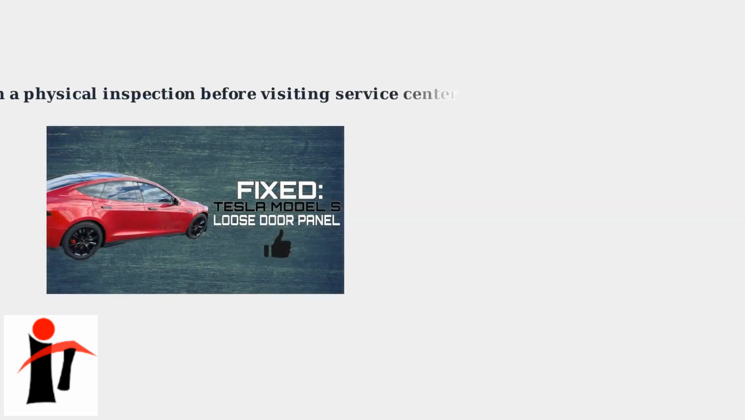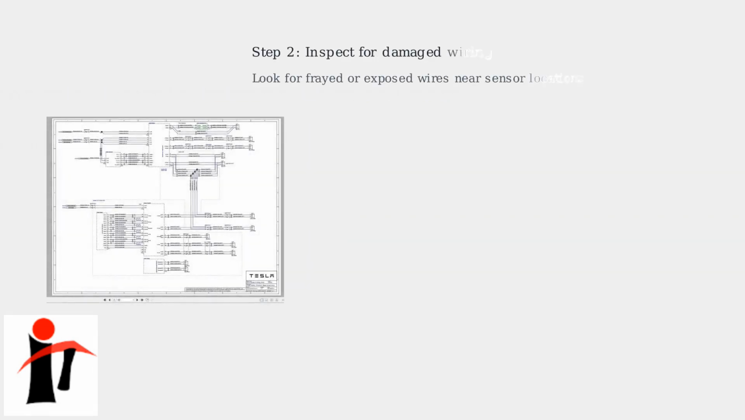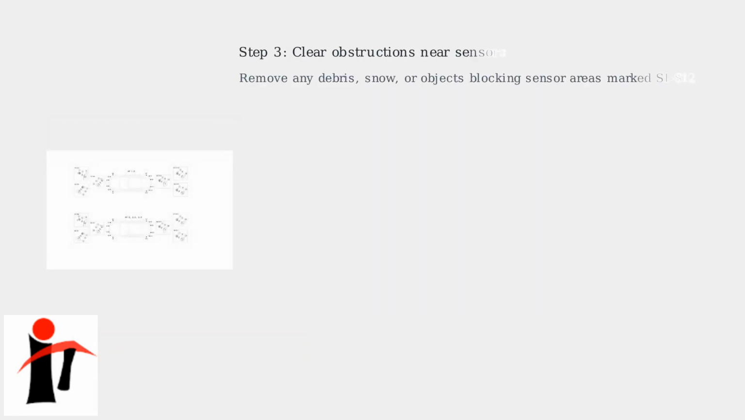Start with a physical inspection of your Model S before heading to a service center. Check for loose panels around the doors, trunk, and hood that could be triggering the intrusion sensors. Next, inspect wiring around the intrusion sensors. Look for any damaged or frayed cables that could cause false signals. Be careful not to touch any exposed wiring. Clear any obstructions around the sensor locations. Refer to the diagram showing sensor positions S1 through S12 and ensure nothing is blocking these areas.